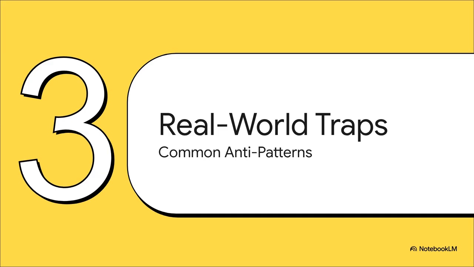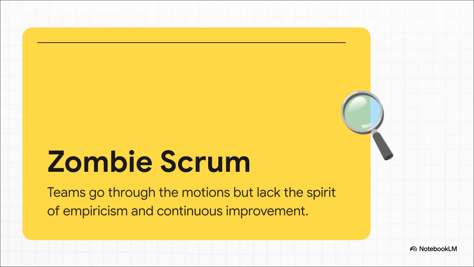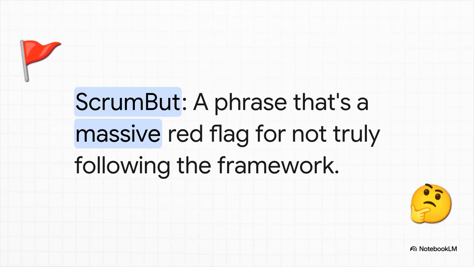Okay, so knowing the frameworks is one thing, but you also have to learn to spot the traps, these anti-patterns that can totally wreck your progress. It's like walking through a maze, and you gotta know where the dead ends are. And the first monster in that maze has a perfect name for what it is: Zombie Scrum. It is every bit as lifeless as it sounds, and it's what happens when a team is just going through the motions. They do their daily stand-ups, they have their retrospectives, but there's no life in it. There's no actual desire to get better. It's just a dead process walking, where nobody is creating real value, and everyone's just kinda waiting for the clock to run out.